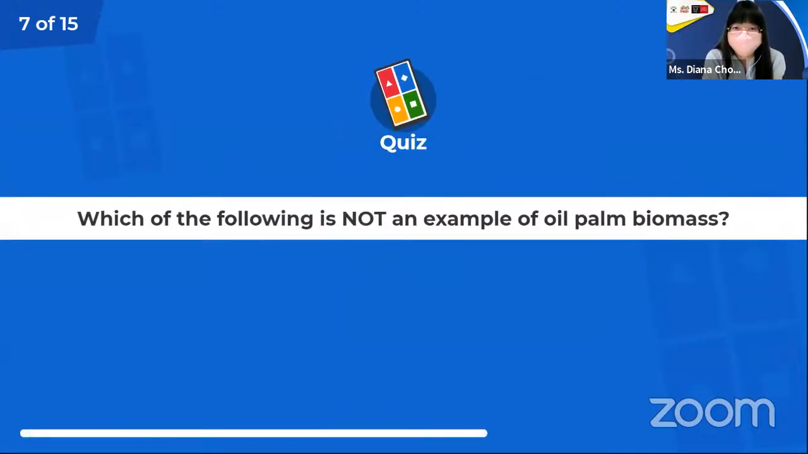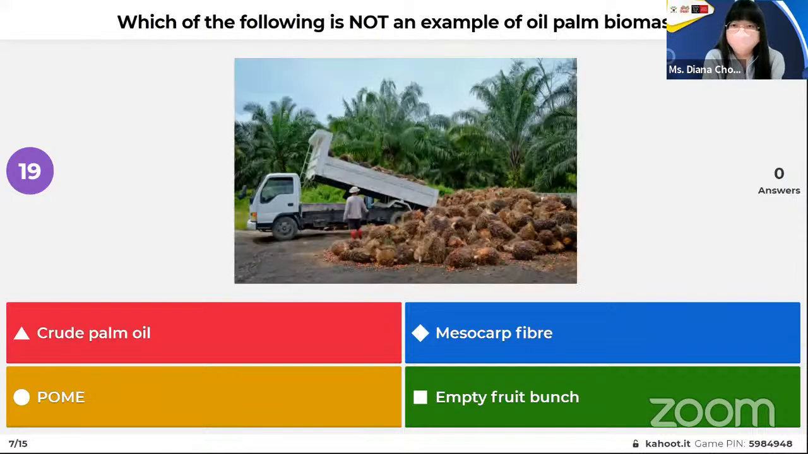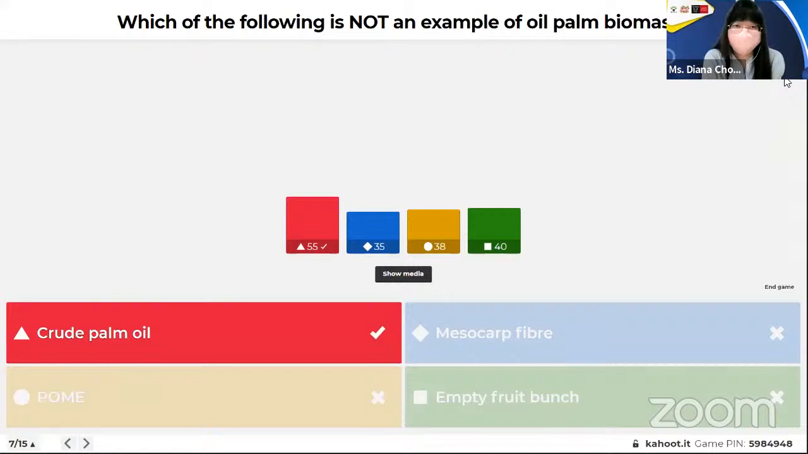Which of the following is not an example of oil palm biomass? Crude palm oil, mesocarp fiber, pomade, or empty fruit bunch? Which one is not an example? Okay, we have 5 seconds left on the clock and 150 answers logged in. So the answer is crude palm oil.